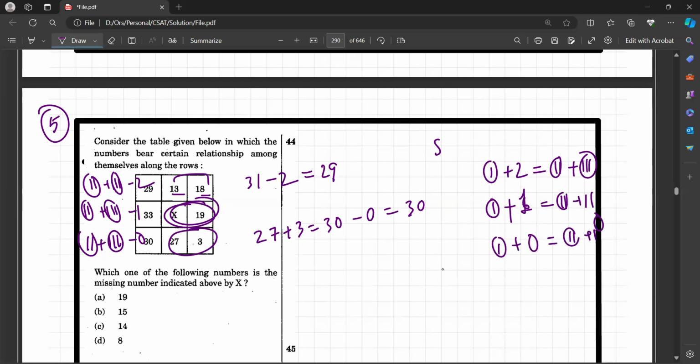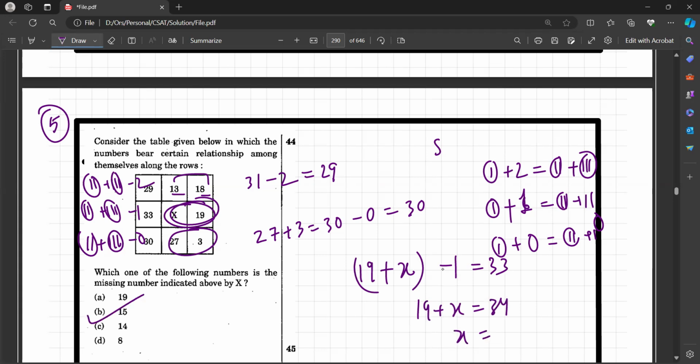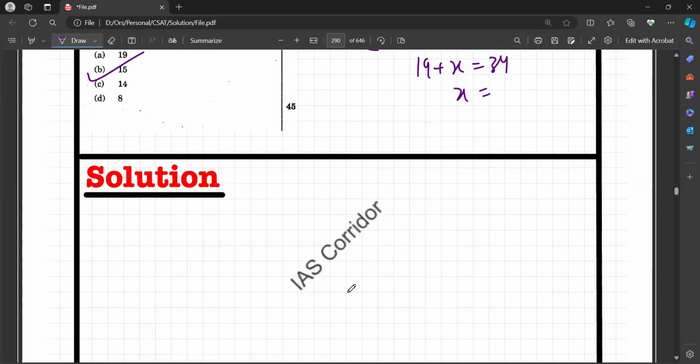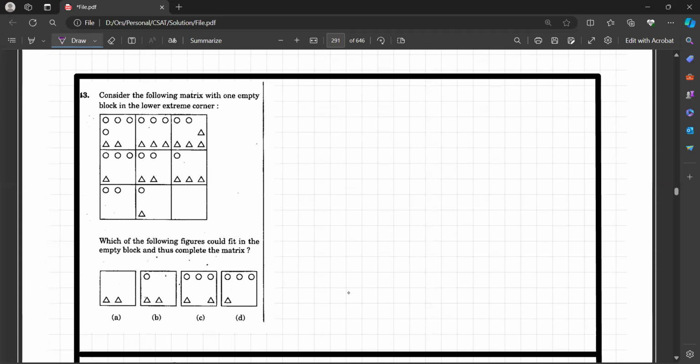What does this 1, 2, 3 signify? Position 1, position 2, position 3. Clear? So here what you will get is 19 plus x minus 1 should be equal to 33. So you can find 19 plus x equals 34. Hence you can find that x is 15. Got it? 19 plus 15 is 34, minus 1 you will get 33. Clear? Let us proceed to the next problem, that is question number 6.